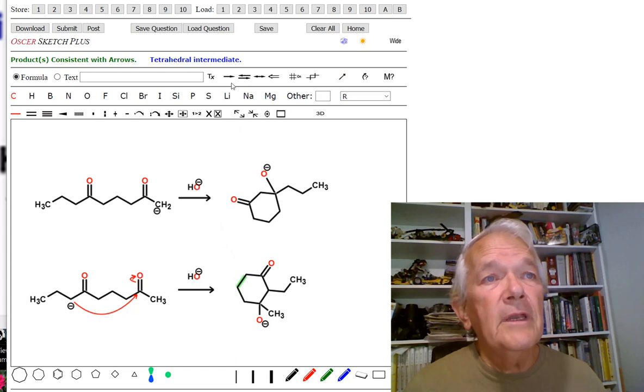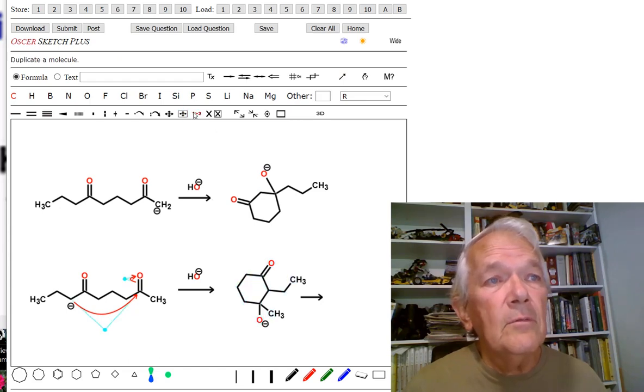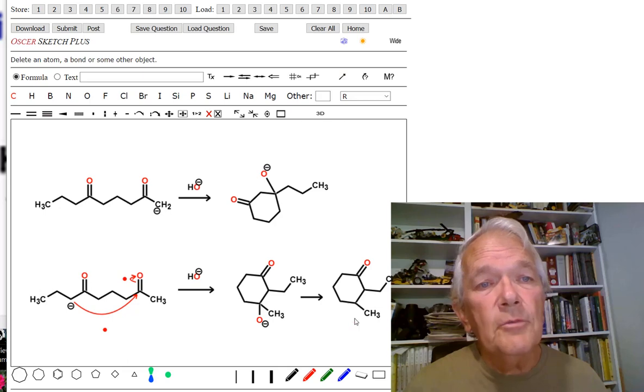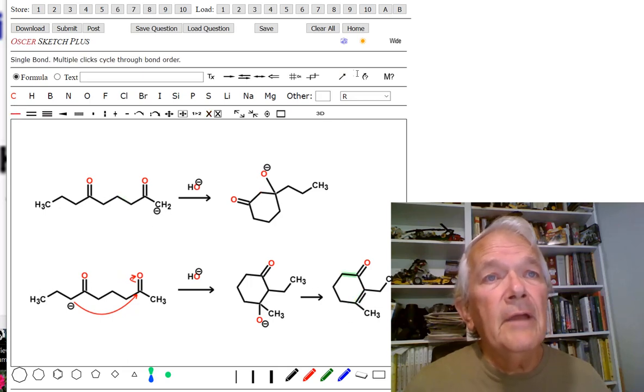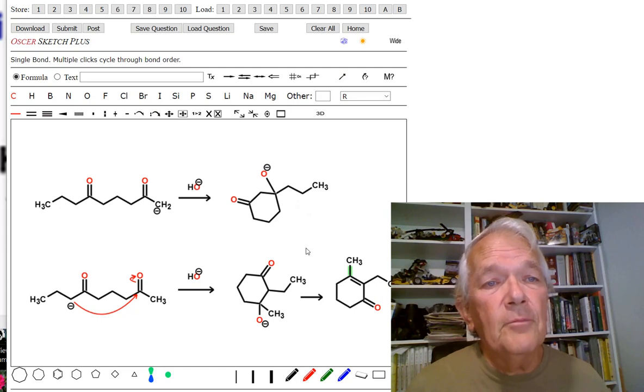And of course, when that goes ahead and does the rest of the reaction, I'm going to be lazy here. I'm just going to copy this. I'm going to copy it if I press the right button. So what will the final product be? Well, this oxygen will be gone, and there'll be a double bond here. And I can ask Oscar to redraw that. And this will be your final product.